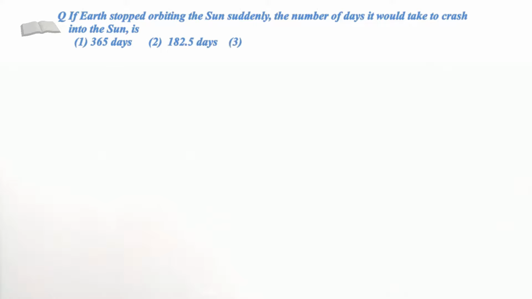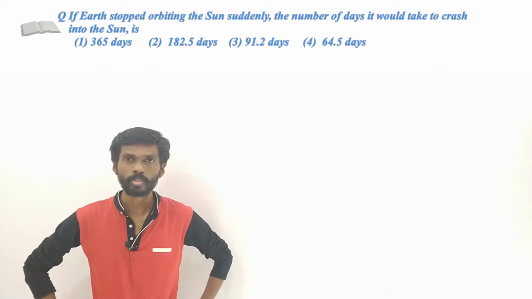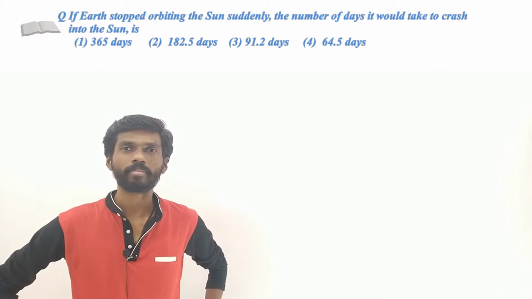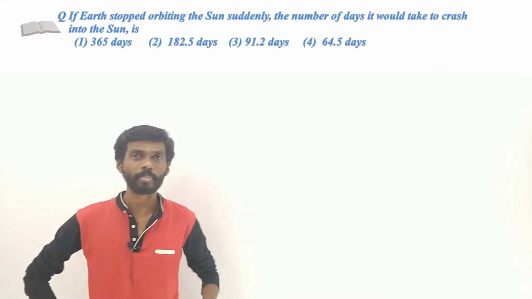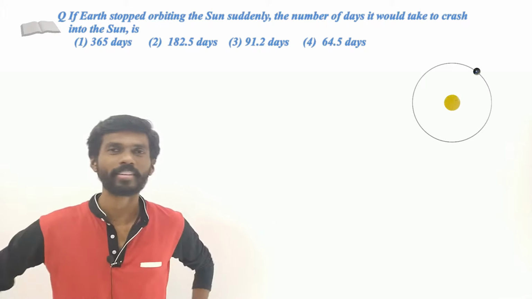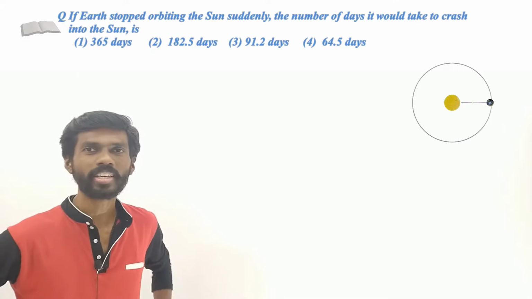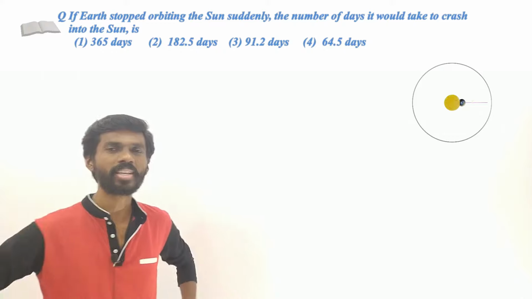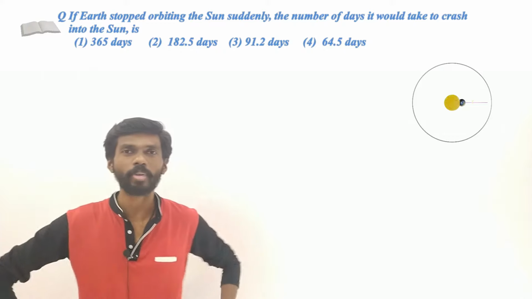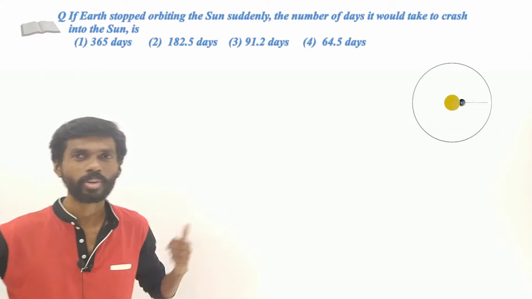If Earth stopped orbiting the Sun suddenly, the number of days it would take to crash into the Sun is. So why would Earth stop orbiting the Sun? So hypothetically, suppose there is a mysterious force that stopped the motion of the planet. In that case, what would happen? See, first of all, the planet would start moving towards the Sun in a straight line path due to Sun's gravitational attraction, and now the planet's days are numbered. So how many days exactly? That's what we're going to calculate here.